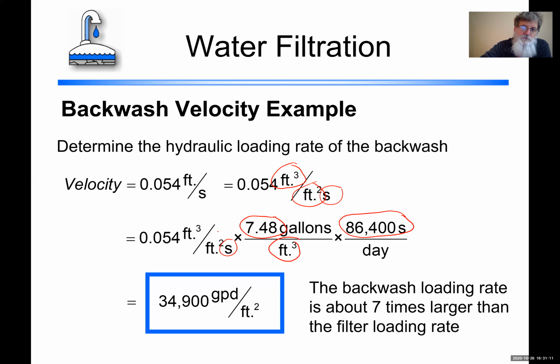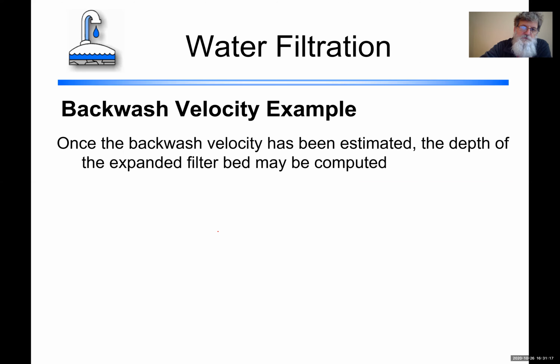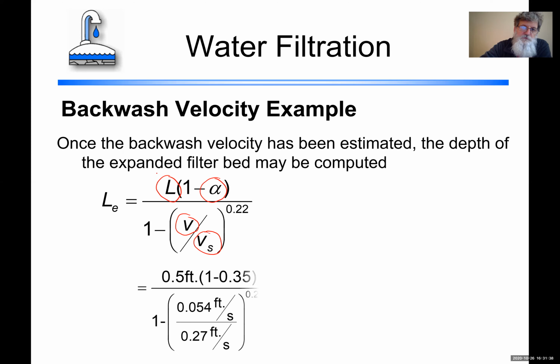So how much will our 6-inch filter bed expand during this run? Well, this is our equation that we used. Now remember, we've just calculated our backwash velocity. We were given the settling velocity, and we were also given the original porosity of the bed. And I also told you the bed was 6 inches, so that's the depth. Everything on the right-hand side is known, so you put all those values in.